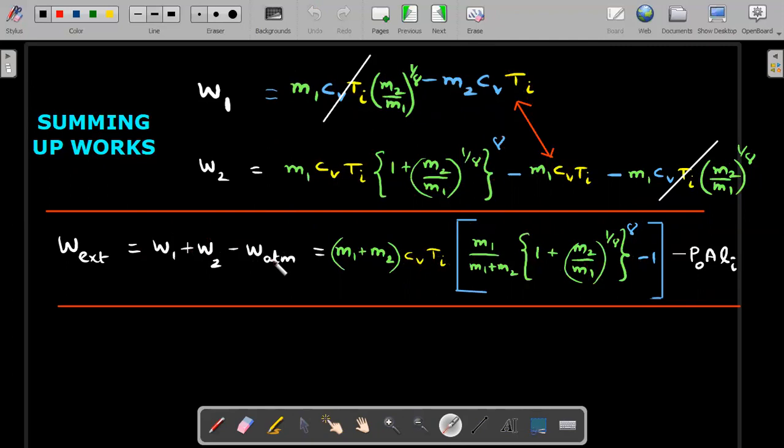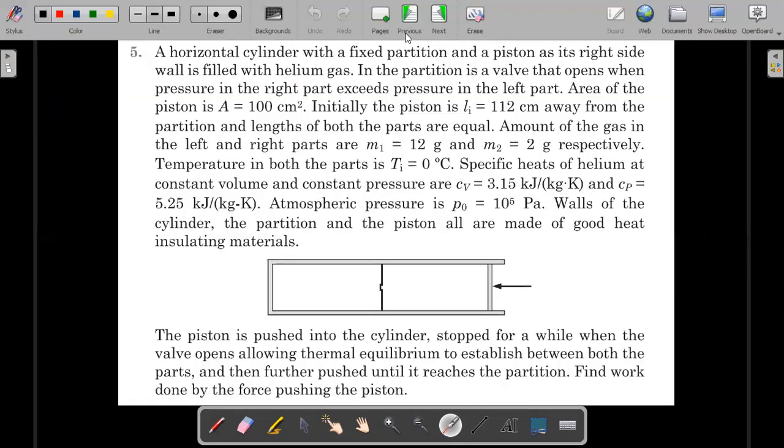work that is done by the atmosphere, and atmosphere does very simple work, right? It's a constant force of P naught into A, and total displacement across all the 3 stages was from the rightmost part of the diagram to this Li displacement. Whether you stop in between, whether you wait, whether you sleep, it doesn't matter. This entire displacement has to be taken into account for the push force from this side.